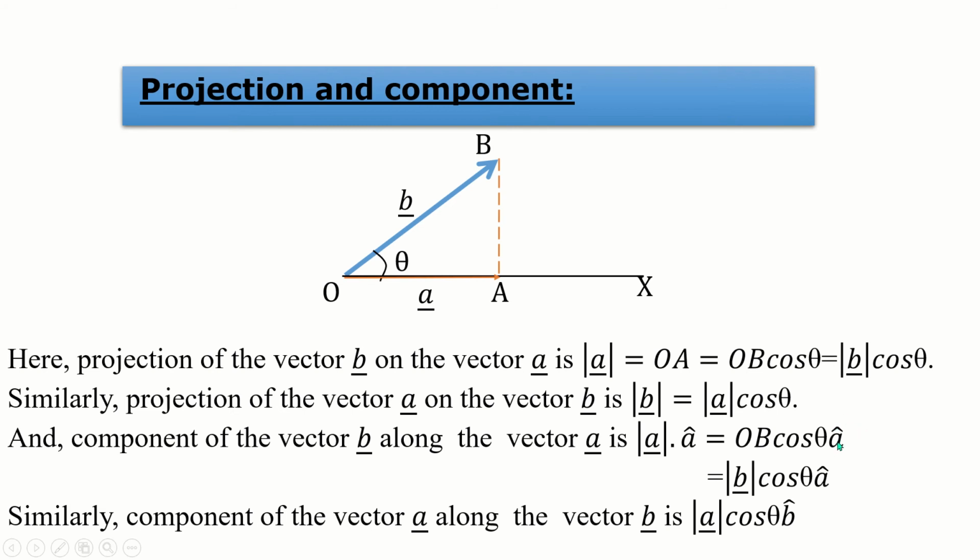Clear? So the direction is present, that means the direction will be along this side from O to A. All will be the same, but you have to use the direction here. Similarly for the second case, along the vector b it will be only the b vector. That means this time here will be b and here will be a. Same.